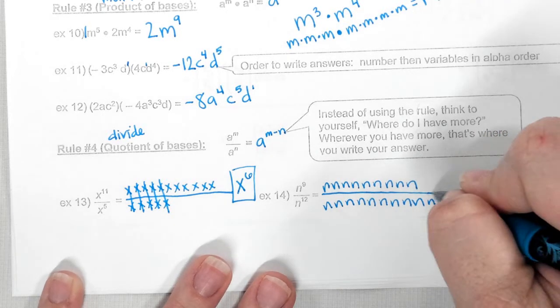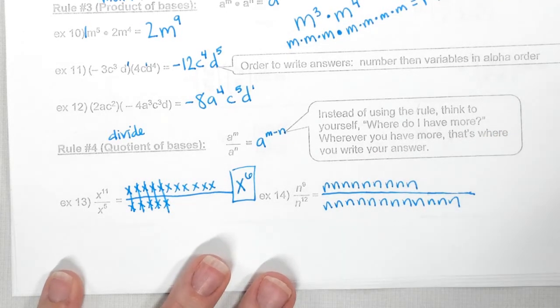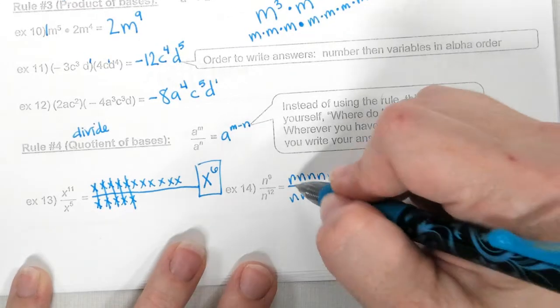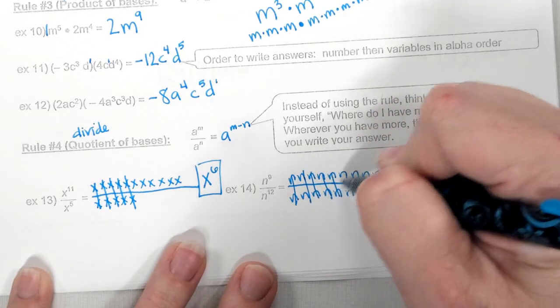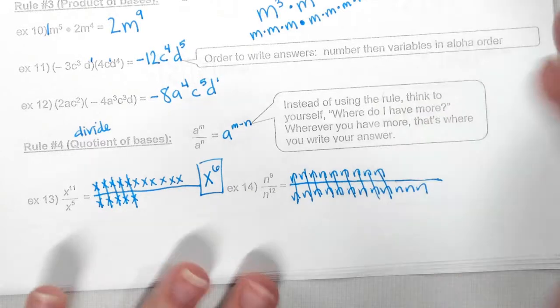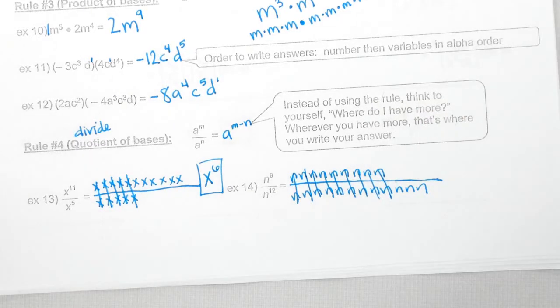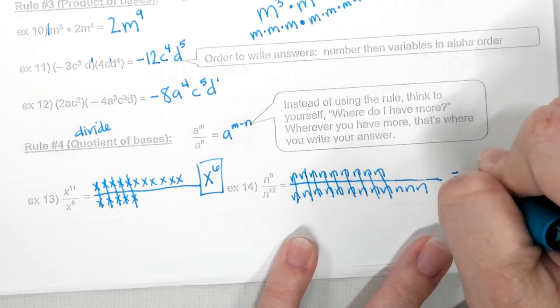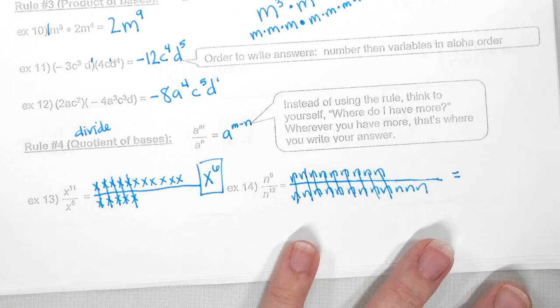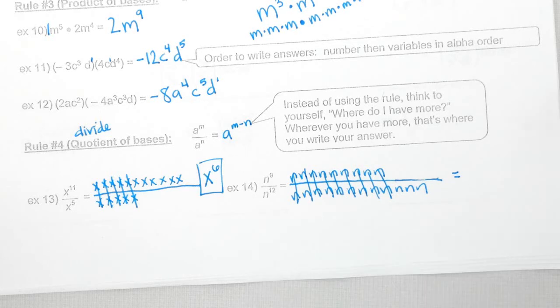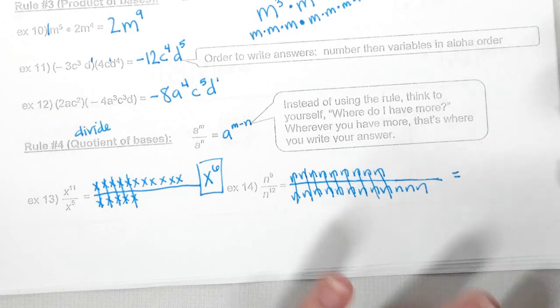Okay. So again, we're going to cancel as many as we can. So 1, 2, 3, 4, 5, 6, 7, 8, 9. We canceled 9 of them. And how many do we have left? But where are they? On the bottom. And can I just move them to the top? No, because 1/3 is not the same thing as 3. If I have $3, that's not the same thing as having 33 cents. Okay, it's not the same thing.